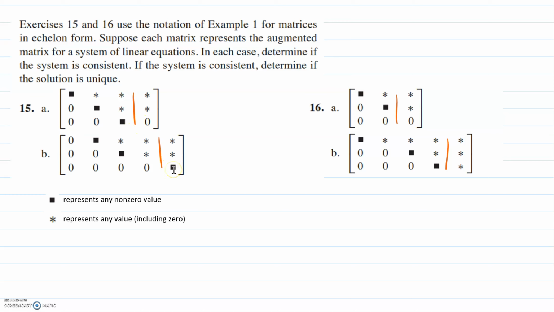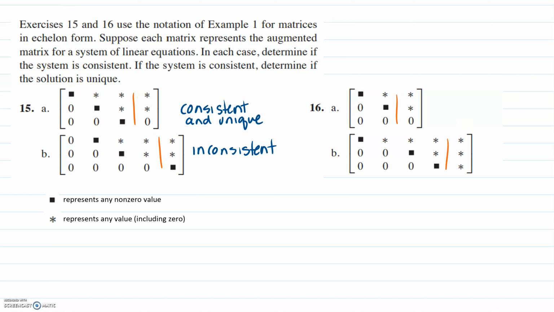And again, remember that square is a non-zero value. So that definitely means that B is inconsistent where A is consistent. You don't need to ask the question if it is inconsistent. You can just stop. But if it is consistent, we can see that this is unique because there's a non-zero value for each one of these. So there is just one answer. There's not going to be any free variables. So 15A is consistent and unique.